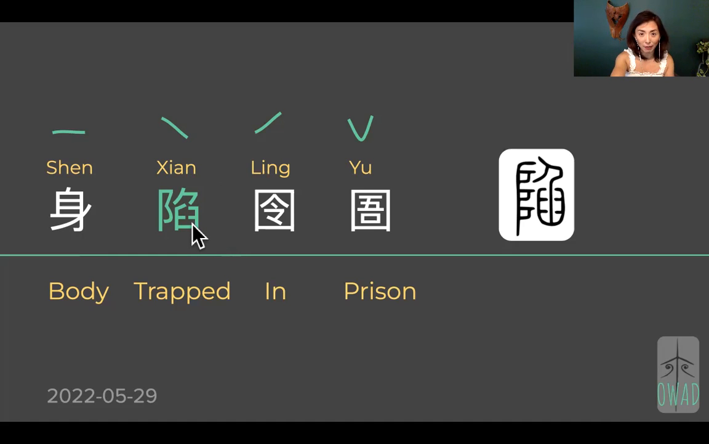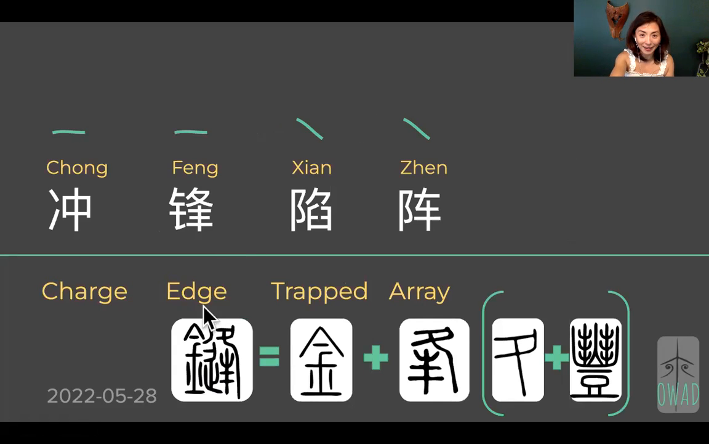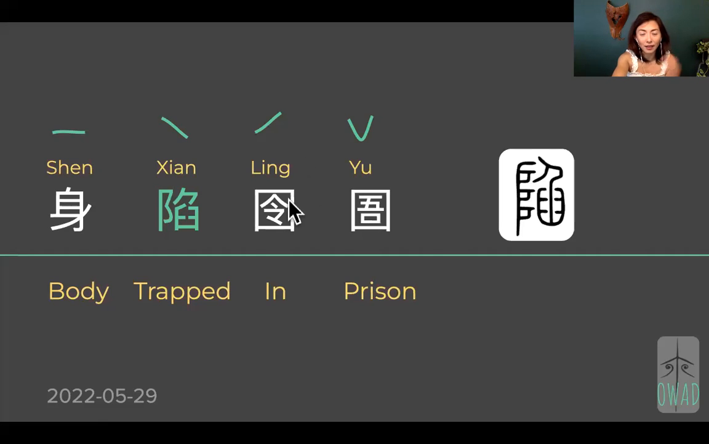Last time we ran out of space because we were describing this complicated character. We unpacked several layers of tiny language components that build up this character, which in this case means the edge, the blade, the cutting blade. And so today we're going to look at this character 陷 a little bit more.